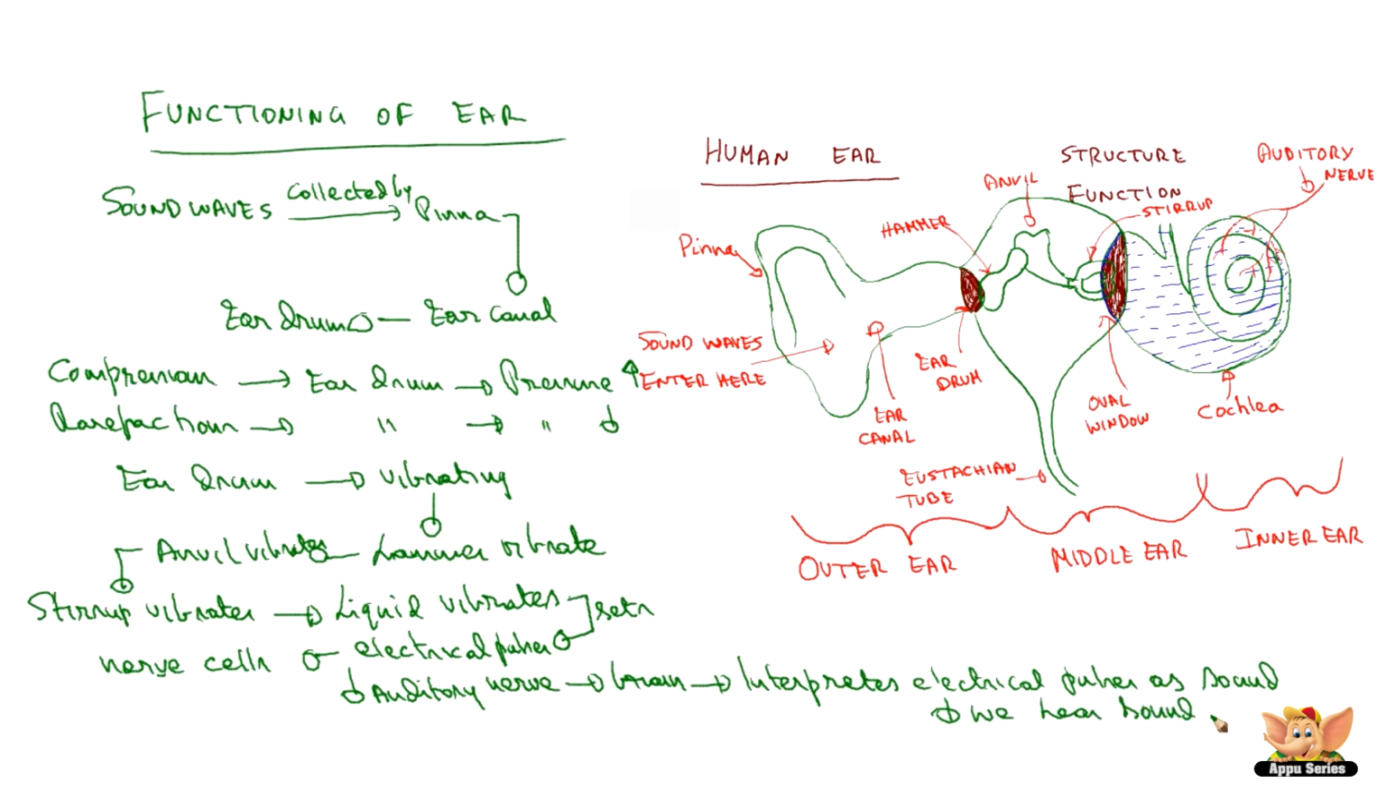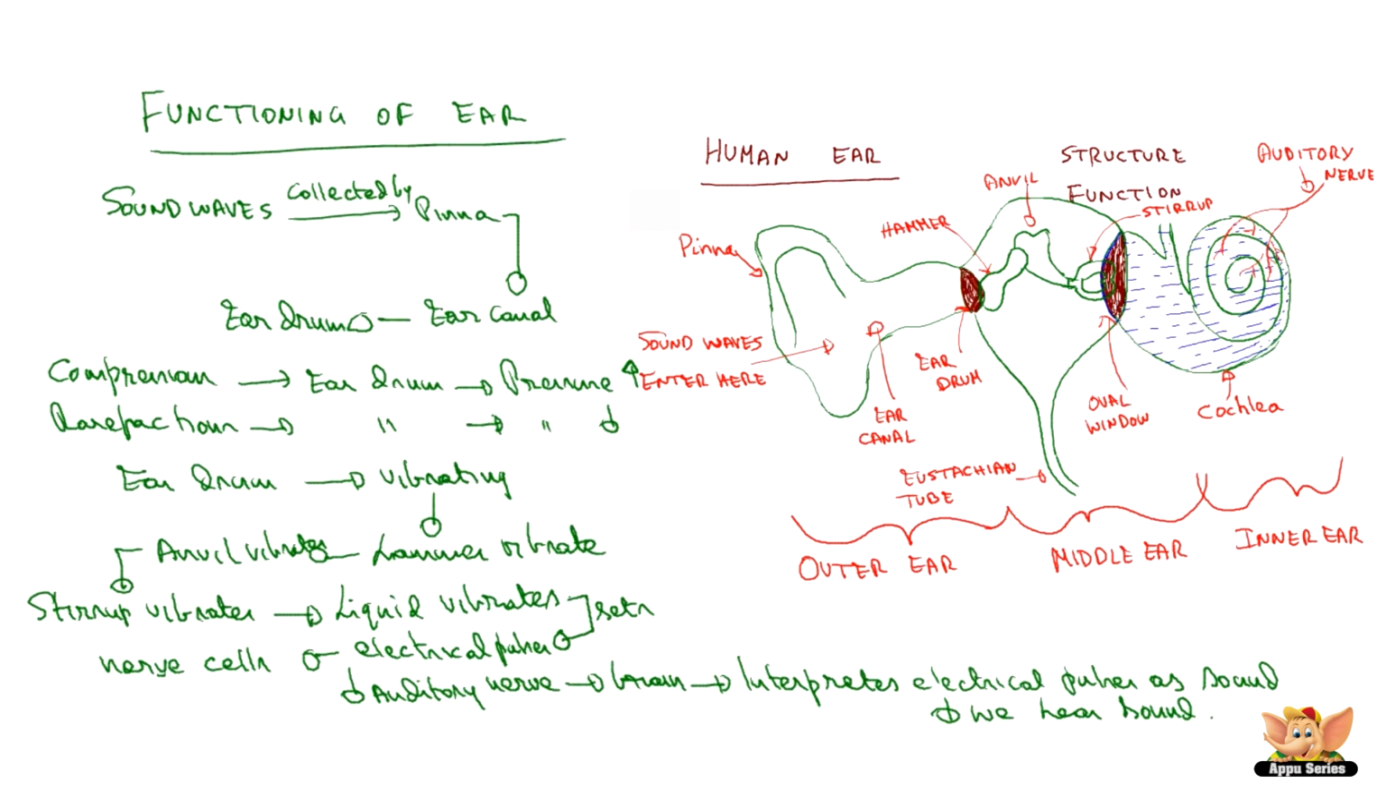We will recap this functioning of the ear. What happens when the sound waves collected by the pinna in the outer ear go through the ear canal and then reach the eardrum? When the compressions of the sound wave touch the eardrum, it increases the pressure of the air there, and then the eardrum moves inward. Rarefactions make the eardrum move outward. So that is how the vibrations of the eardrum take place.